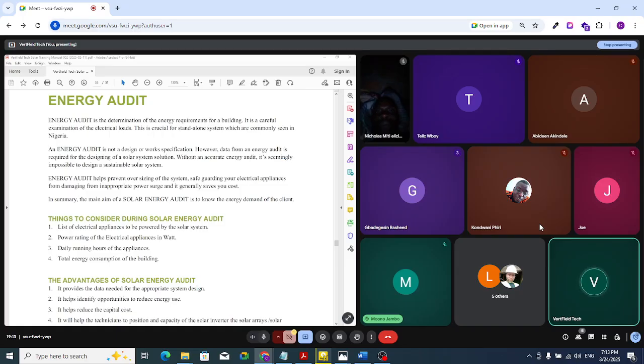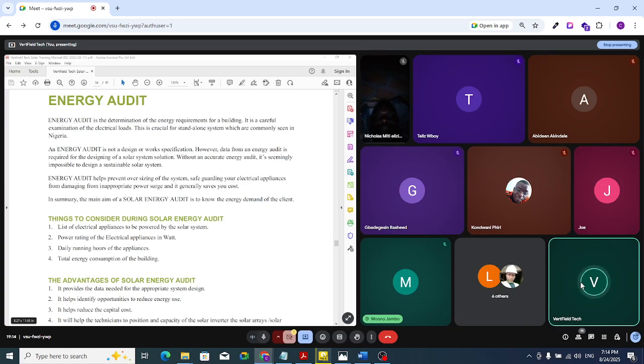It is also worthy to note in the third paragraph here that energy audit helps you to prevent oversizing of the solar system. Two, it helps you to safeguard your electrical appliances. Now, energy audit also saves you costs. We haven't discussed how we prevent oversizing. We are going to focus on how we prevent oversizing and how it saves you cost, while we reserve safety in a solar system for the time being.